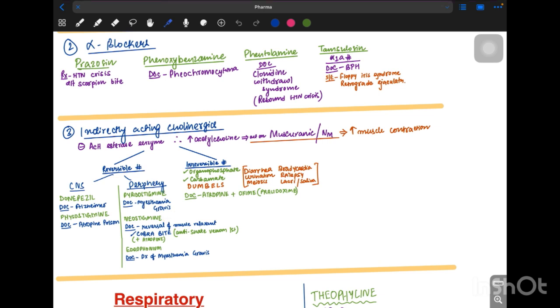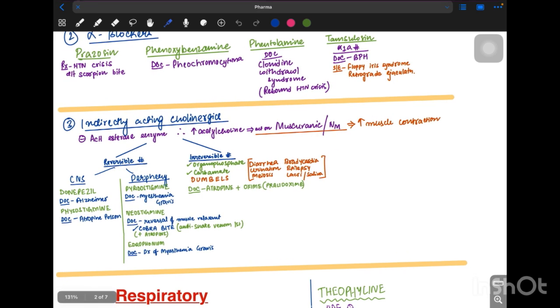What is the other function of neostigmine? It can be used in cobra bite. So in cobra bite also we can use neostigmine, but first we have to give anti-snake venom, and after that we can give neostigmine. Also, when we give neostigmine in cobra bite, we have to combine it with atropine. So this is important. We have to combine neostigmine with atropine when we give it in cobra bite.